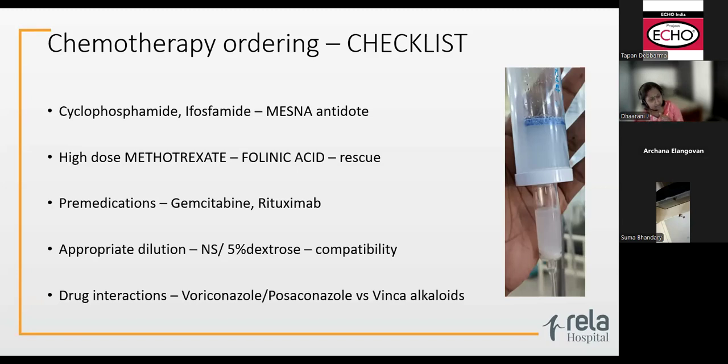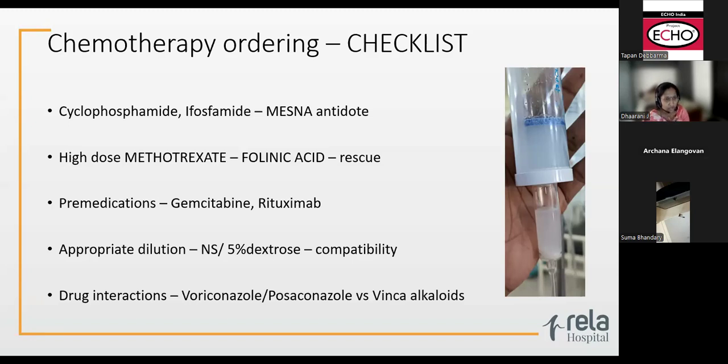And whenever we start a high dose methotrexate for any patient, folinic acid is the rescue drug. So that has to be available in case of any toxicity or even as a routine protocol. So we have to ensure that folinic acid is available in the pharmacy before we start the methotrexate. Otherwise, we should not even be starting the chemotherapy at all.